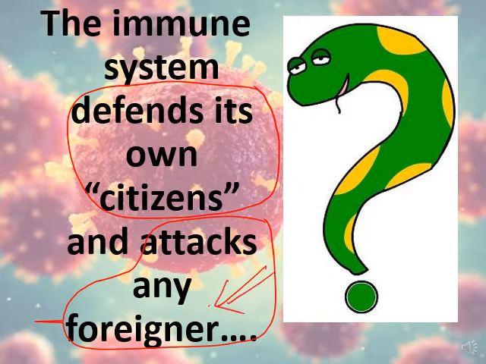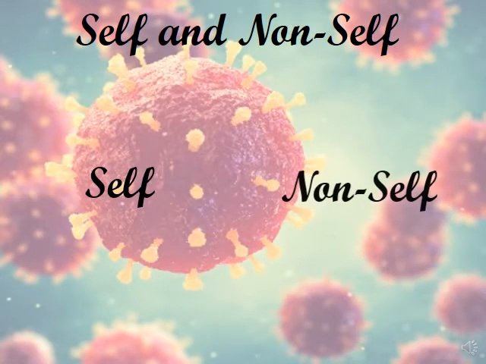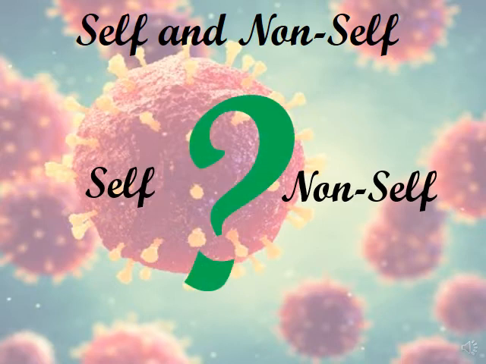So here, citizens, we're going to call them self. Self, they belong to my body, to myself, while foreigners are classified as non-self. They don't belong to myself. They don't belong to my body. So here, self and non-self. What is the difference between these two? Self and non-self.